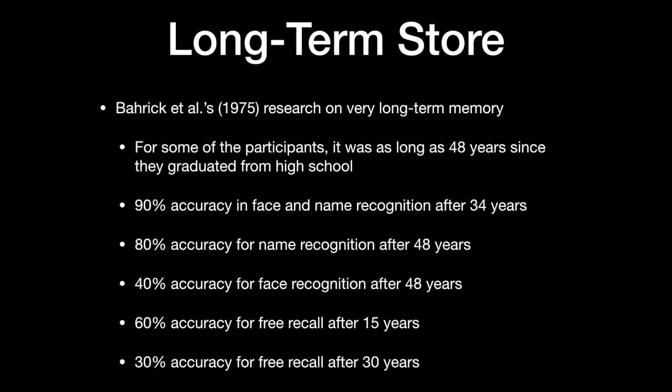One group of researchers shows that participants retained information for a very, very long time. For example, participants were able to recognize faces and their names 48 years after they graduated from high school. After 34 years, they were able to recognize faces and names at 90% accuracy. After 48 years, they achieved 80% accuracy for name recognition. We all know recall tasks are more challenging, but after 30 years, the accuracy rate for free recall was still 30%.